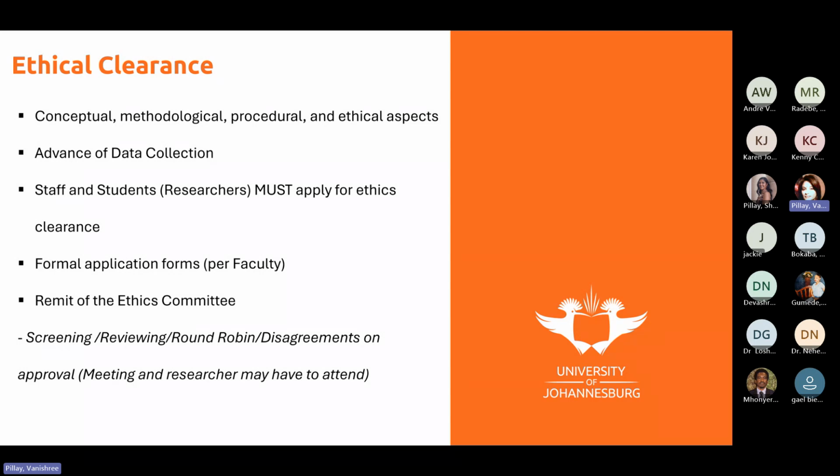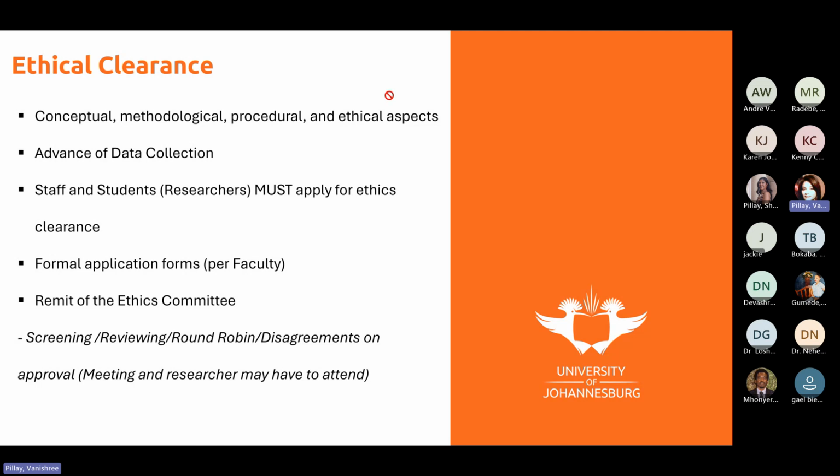And then I put the staff and students. So obviously your students have to adhere and apply for ethics, but even us as researchers, if we are embarking on research, we also need to ensure that we apply for ethics. Then there are formal application forms per faculty, and each faculty may have a slightly different form, because remember the sciences are slightly different when it comes to trials and experiments that they are running. So their forms may be slightly different compared to what somebody in education may be using.